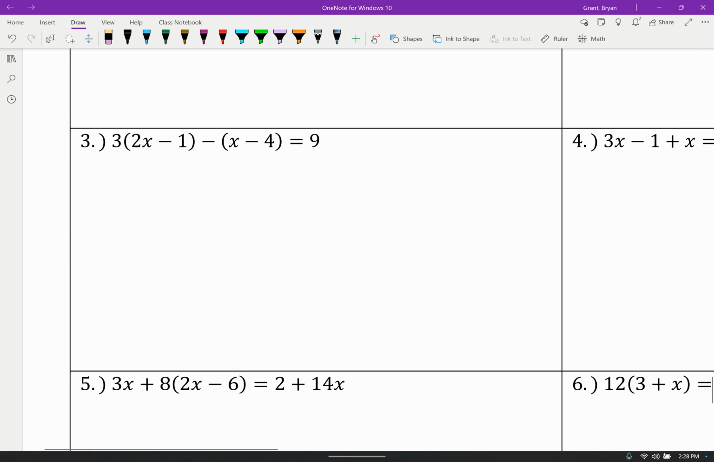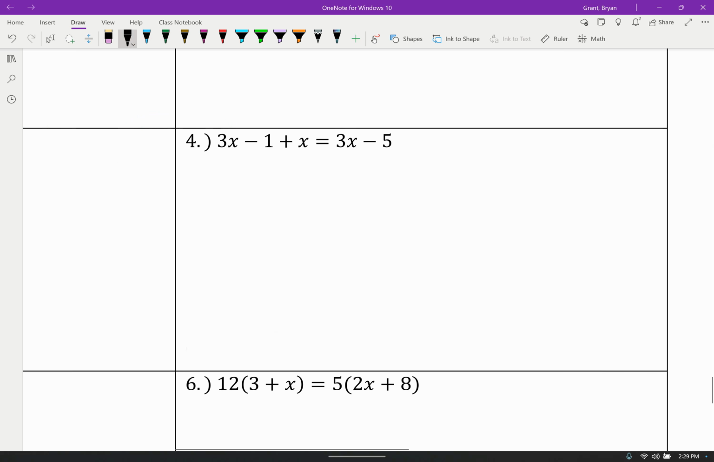Third one, I see lots of parentheses. Let's multiply the 3. 6x minus 3, and then, parentheses, but there's no number? What number is always being multiplied if it's not written? Oh, right, that's a 1. And in fact, in this case, it's not even just 1, it's a negative 1. Watch those signs. Negative 1x, negative times a negative is a positive, and 1 times 4 is 4.